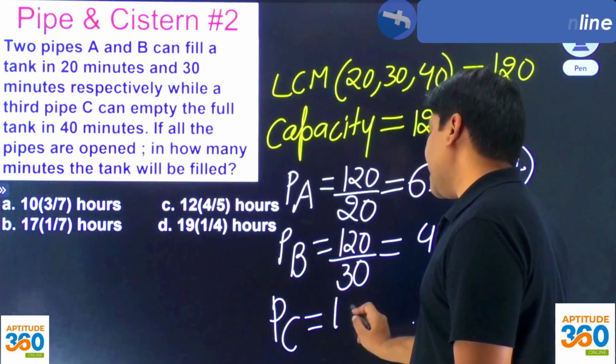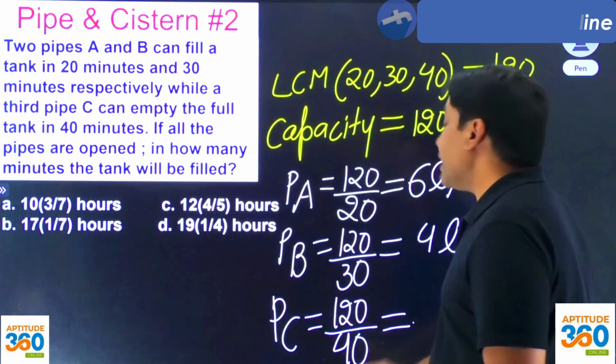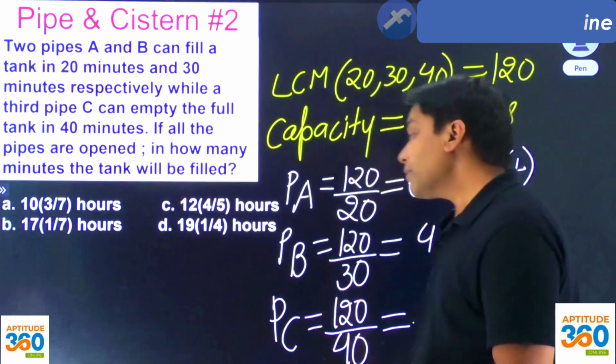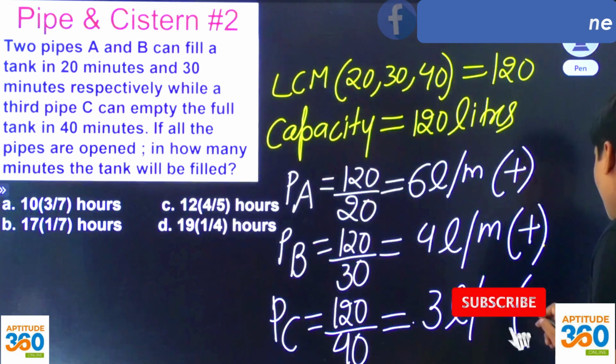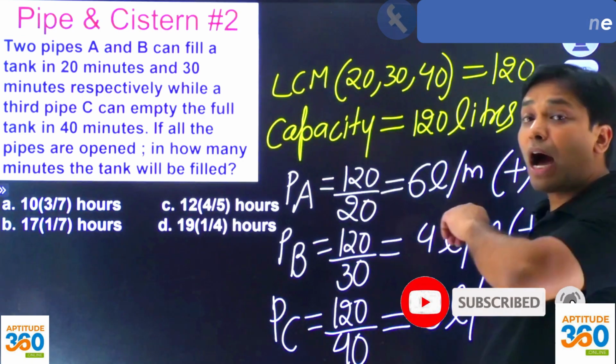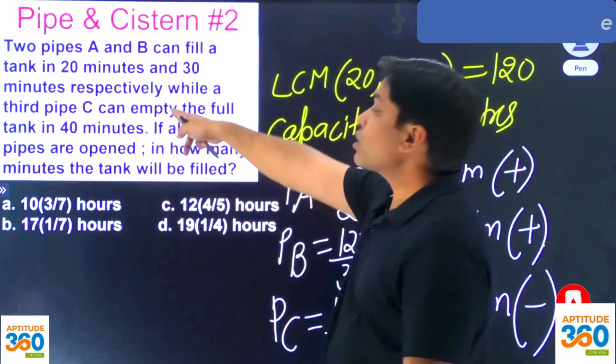And how about pipe C? Pipe C is emptying. Understand this. Pipe C can empty this entire tank in 40 minutes. So what is going to be the rate? 3 liters per minute. And this is going to be the negative. ये तो आप हर एक प्रॉब्लम पे करेंगे ही करेंगे. उसके बाद आप सोचेंगे कि अब आपको करना क्या है.